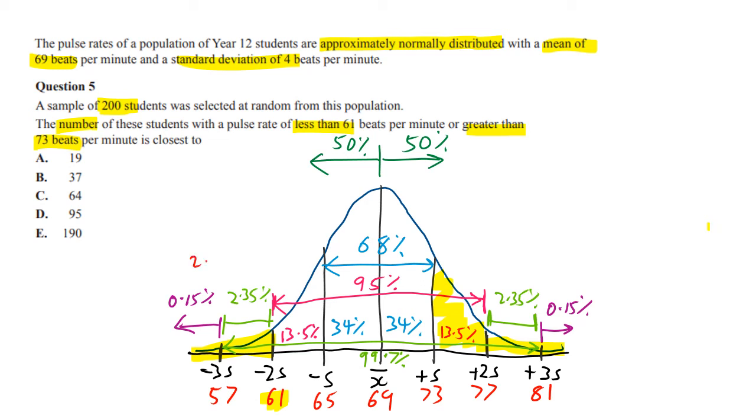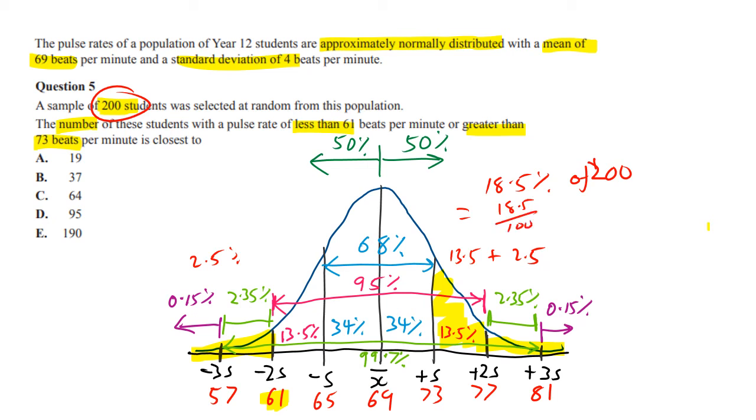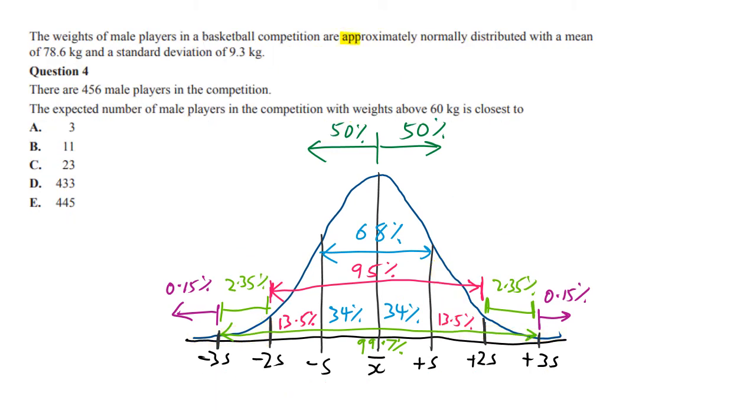You can add them up. This bit's 2.5, this is 13.5, plus the 2.5, because 2.35 plus 0.15 is 2.5. 2.5 plus 2.5 is 5%, plus 13.5%, that gets us 18.5%. And remember, it's of these 200, so 18.5% of 200. Multiply that all together, it's just 2 times 18.5, which is 37. Answer is 37.